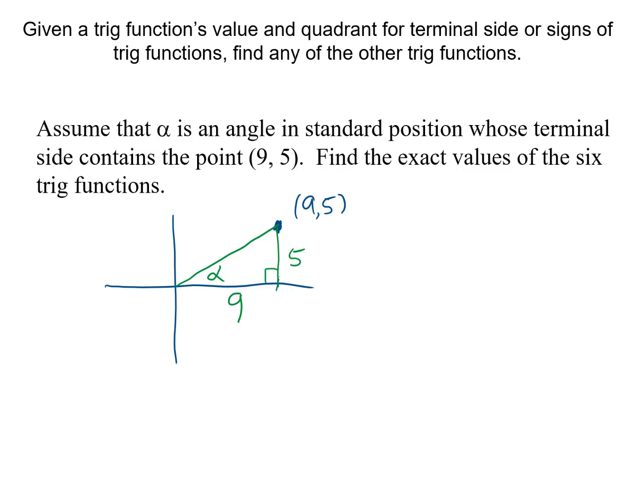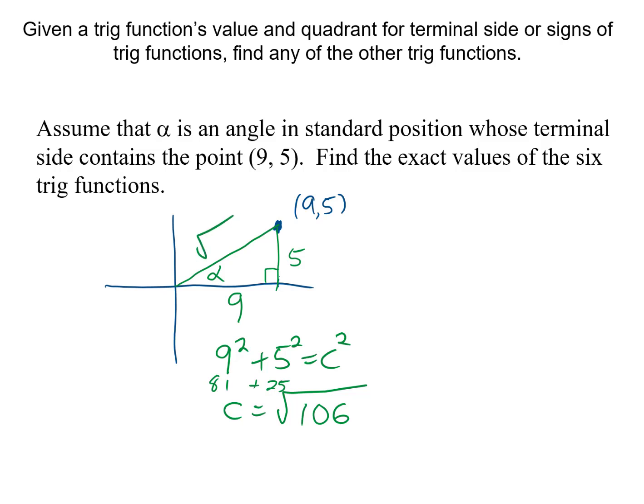find the third side using the Pythagorean theorem, a squared plus b squared equals c squared. So we're going to take 9 squared plus 5 squared equals c squared. So c is going to be the square root of 81 plus 25. If we add those together, we get 106. So our hypotenuse is the square root of 106.